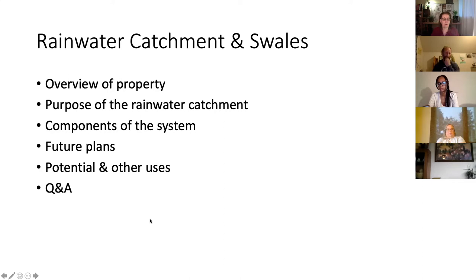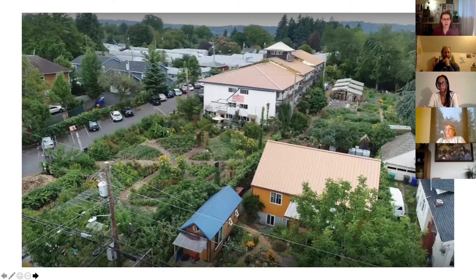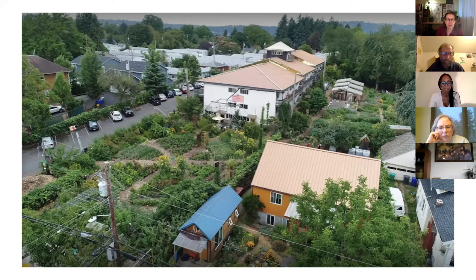So this is the property that we're going to be looking at today. It's about two acres. It does have two or three buildings, depending on how you count it: one big building in the back, one small one in the front, and then a little tiny house in the front. You can see some of the garden areas. There are shared garden areas, and there are individual garden plots, more like community plots.